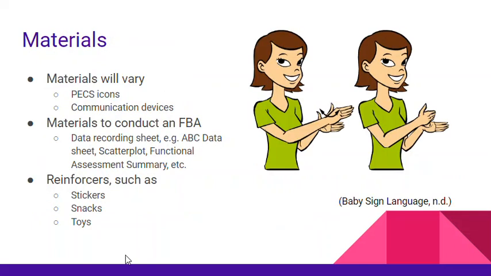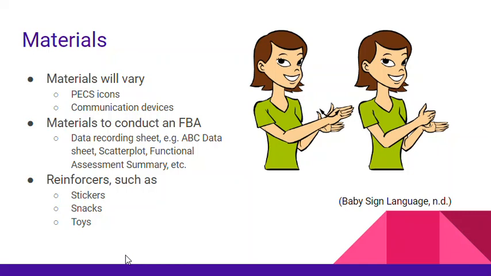Okay, so the materials needed to do functional communication training are going to vary per situation. But for those that are using PECS, you're going to need the PECS icons and the communication devices that the people use. If the people use sign or vocal communication, then you're not going to need the devices. But if they do, you'll need those.